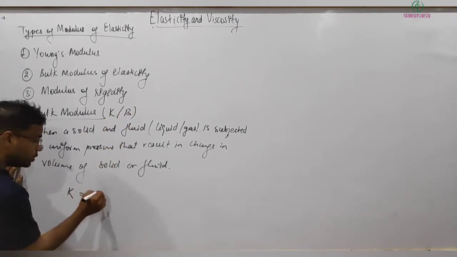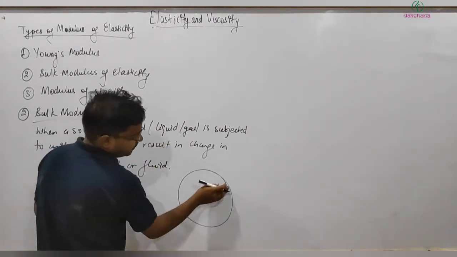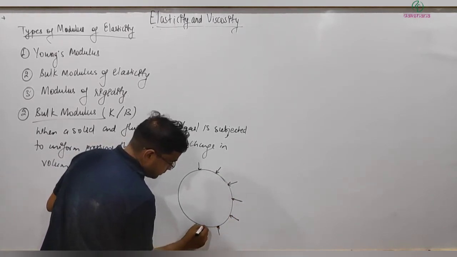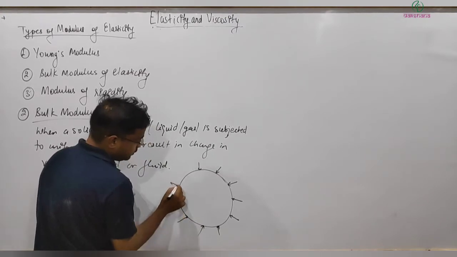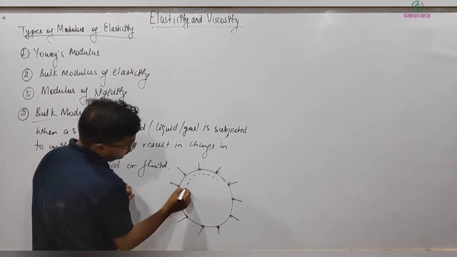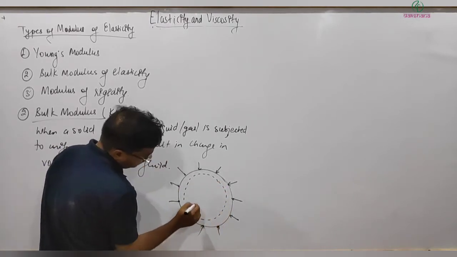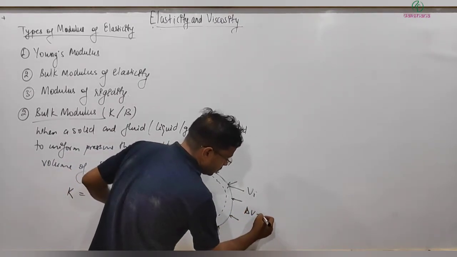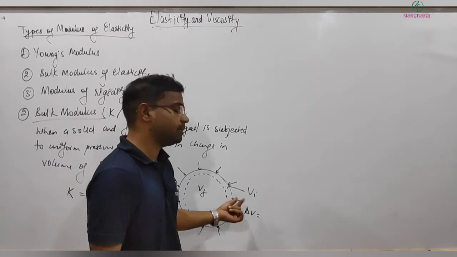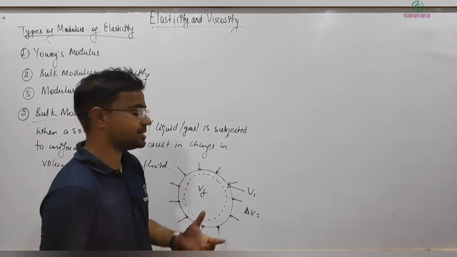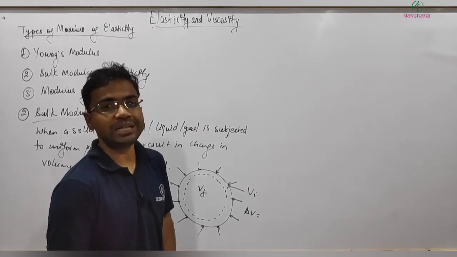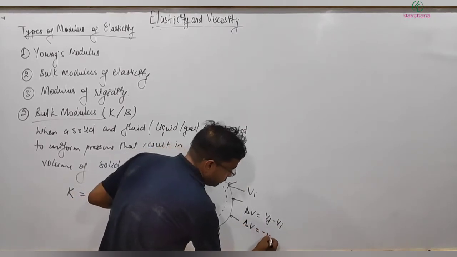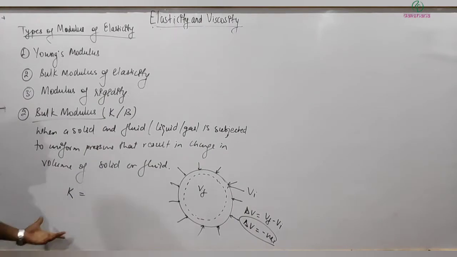So K is equal to what? Let's say this is some body, when it is subjected to bulk stress, the bulk stress is simply pressure. When it's subjected, its volume changes, and let's say this is the initial volume, this is the final volume. So delta V is V final minus V initial. When it is subjected to compression or pressure, volume will always decrease, so delta V will be negative. So strain will always be negative.